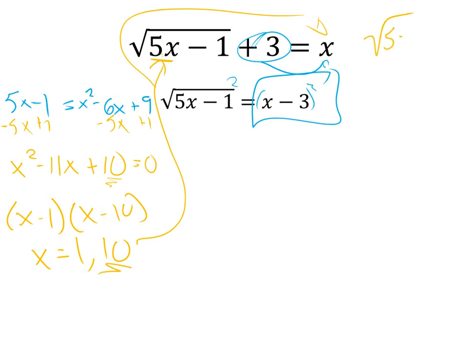Square root of 5 minus 1, which would be square root of 4, plus 3, does that get you 1? That would be 2 plus 3. That would be 5 is equal to 1. No, it's not. So 1 is not our answer. So our only answer would be x equals 10.